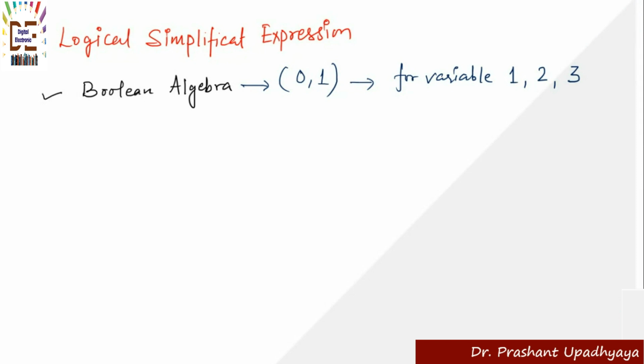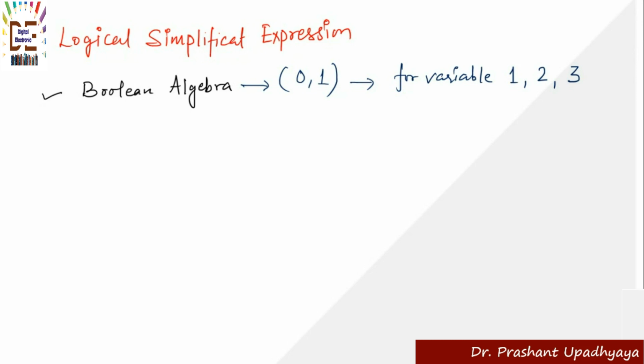If I have a single variable, I will be using A. If I have 2 variables, I can use A and B. If I have 3 variables, I can use A, B, C. So whenever we are talking about Boolean algebra, we are solving the problem when we have got 0 and 1.